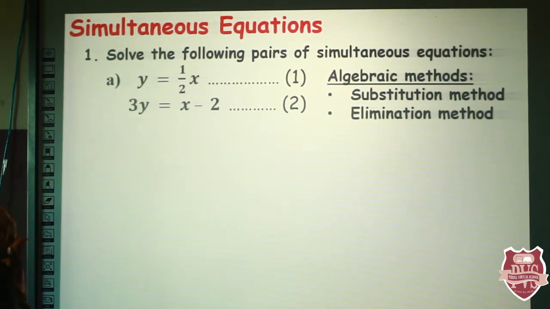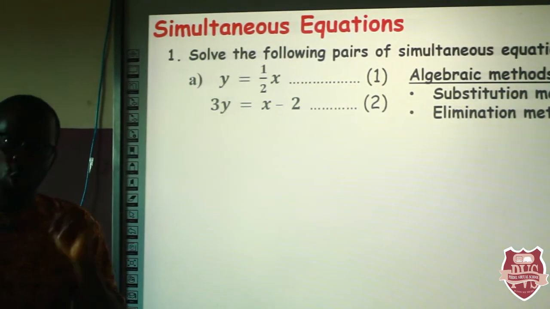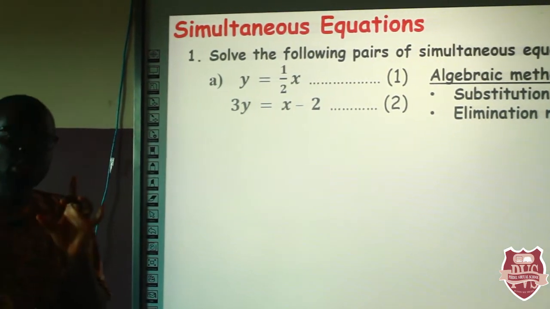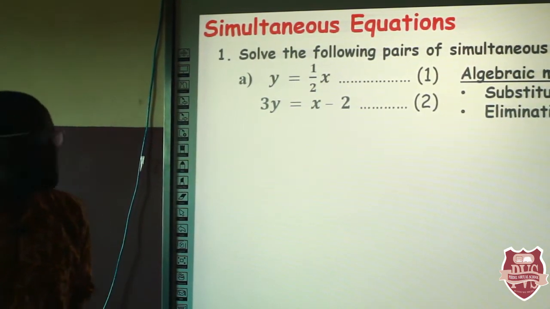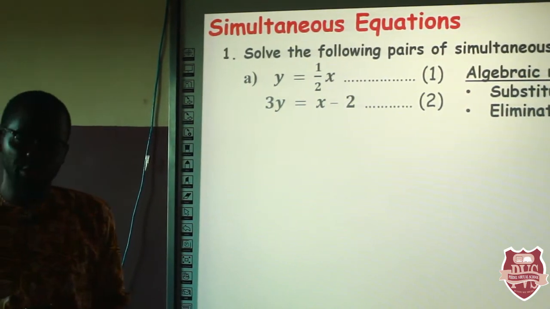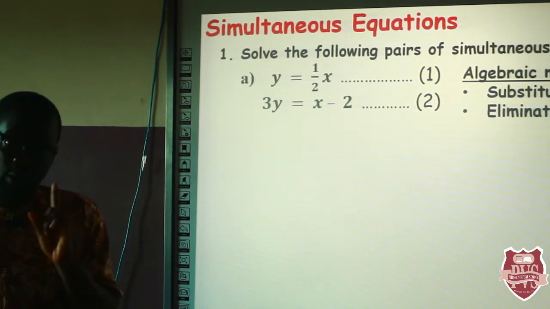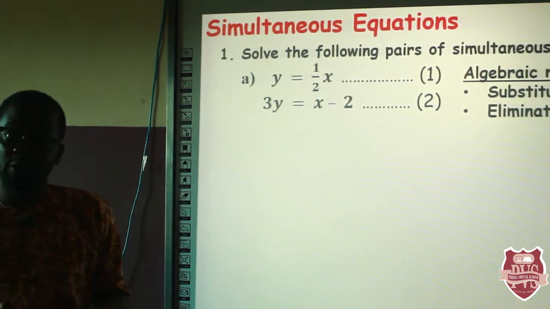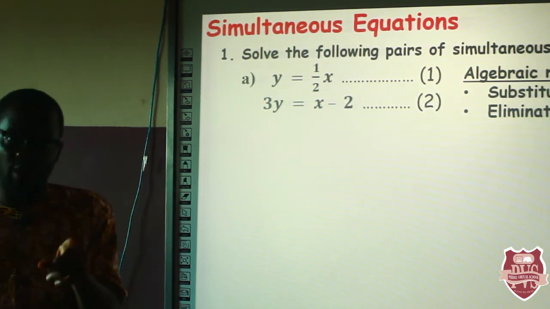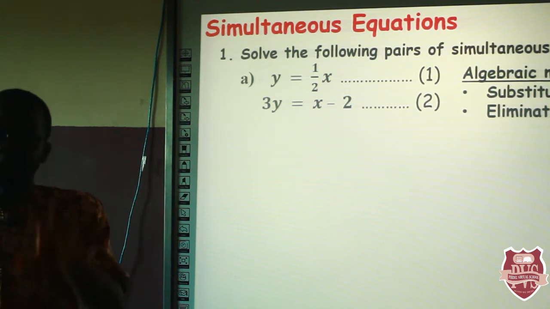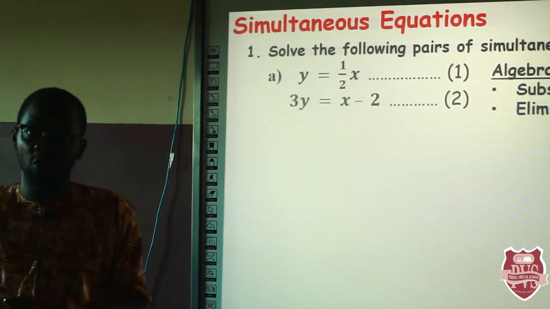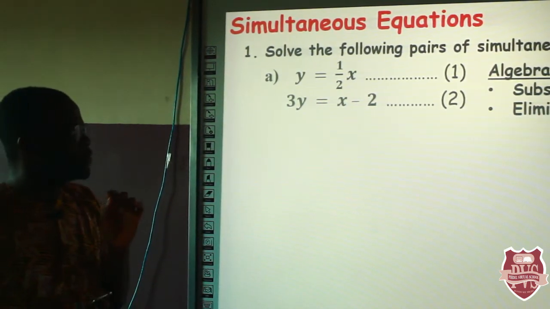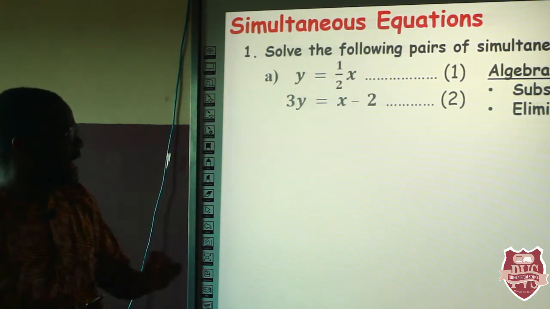Now, the question now is, which of these algebraic methods do you use? Substitution method or elimination method? Now, you need to look out for the unknown x or y with a coefficient of 1. In equation 1, y has a coefficient of 1, which is what we look out for. X has got a coefficient of half, which we're not going to use because of the coefficient. In the second equation, y has got a coefficient of 3, which we're not going to use because the coefficient is greater than 1. And then x has also got a coefficient of 1. So the question now is, do you use the y in equation 1 or the x in equation 2?